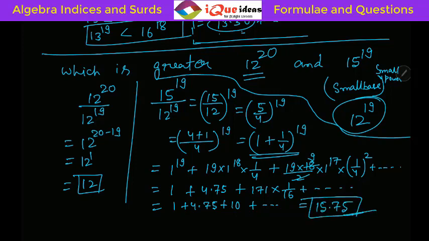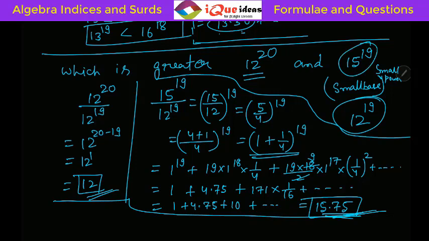So very clearly 15.75 is greater than 12, right? So this means we can very safely say now, 15.75 came from 15 raised to 19, and this 12 came from 12 to the power 20, right?